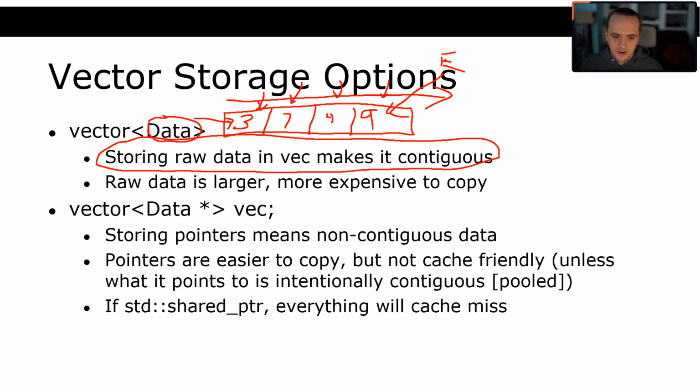So another example would be to store pointers to data inside the vector. Storing pointers means that the data itself is no longer contiguous. However, pointers are easier to copy, but they're not cache friendly. What we're doing right now in our game engine up until this point is, inside our vector, we have shared pointers to entities.